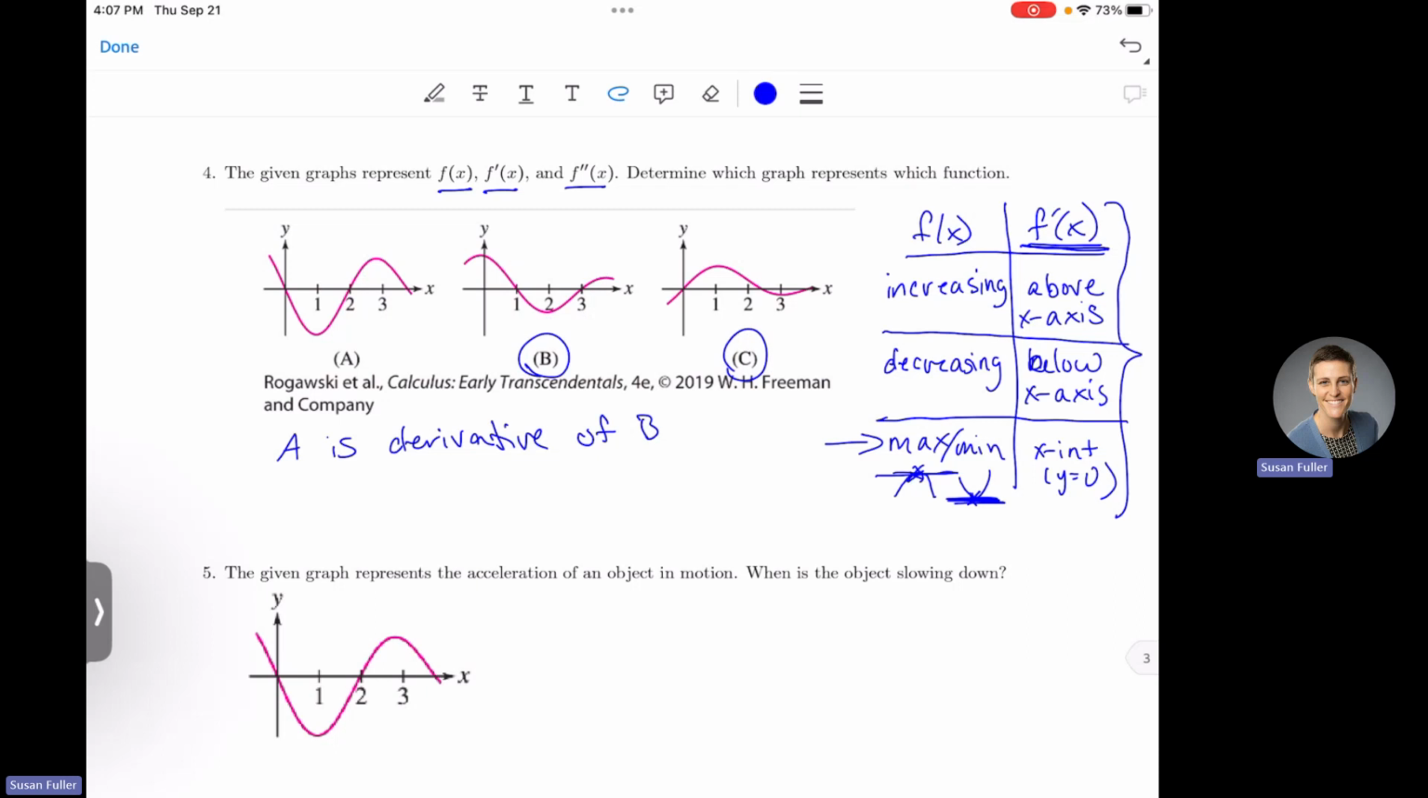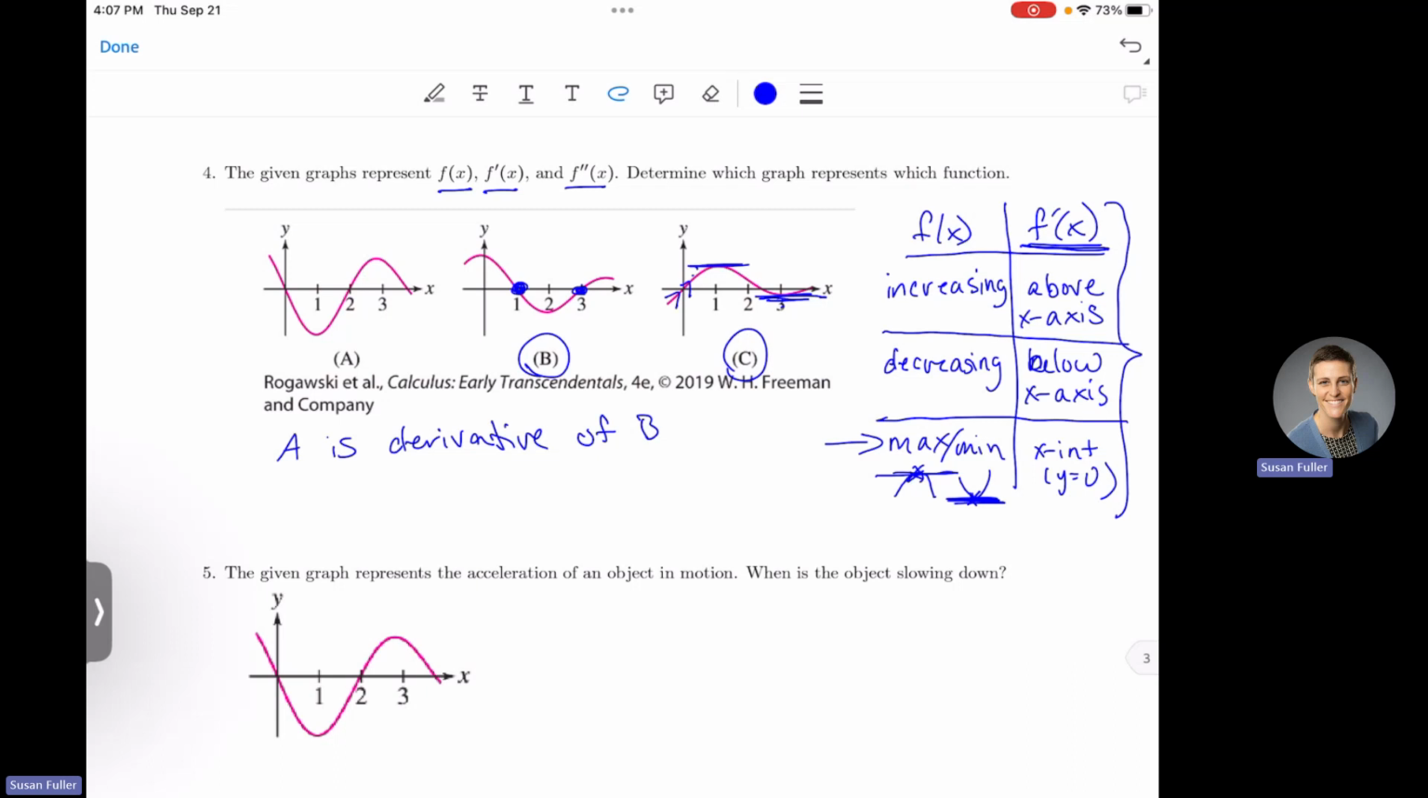Let's start with C. C has a flat slope here and here. So I know that my slopes are 0 at x equals 1 and x equals 3. Oh, and my y values are 0 at 1 and 3 here. Great. So let's check the increasing and decreasing bit.